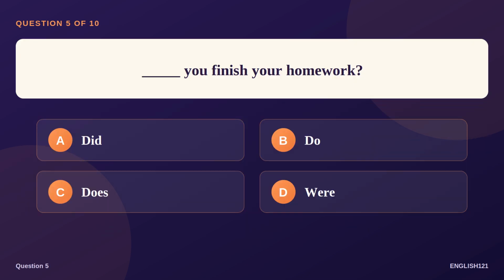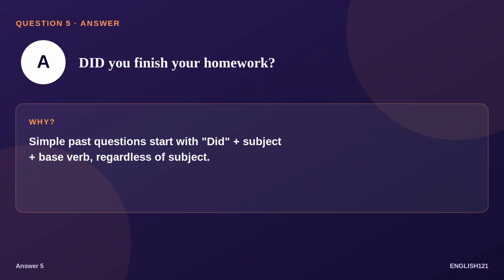Next question. You blank finish your homework. Did, do, does, were. Did you finish your homework? Simple past questions always start with did plus subject plus base verb. And it is regardless of the subject. It means for all the subjects, that's the same. So one pronunciation tip for did you: you can pronounce it as "didja".